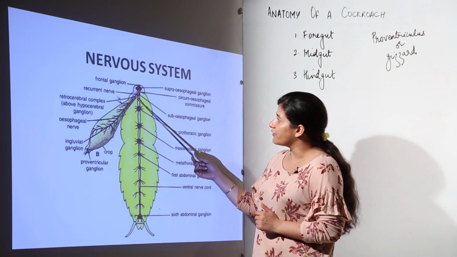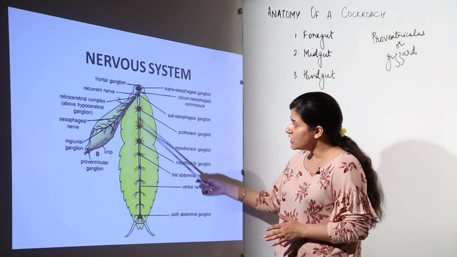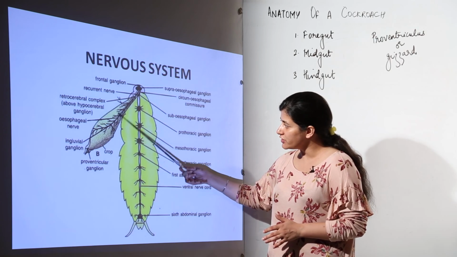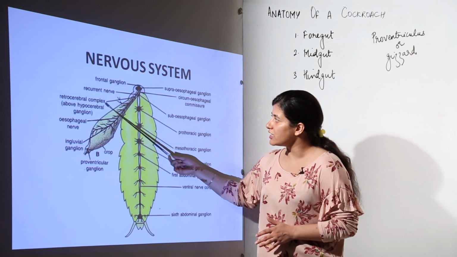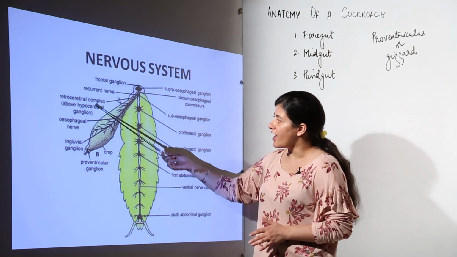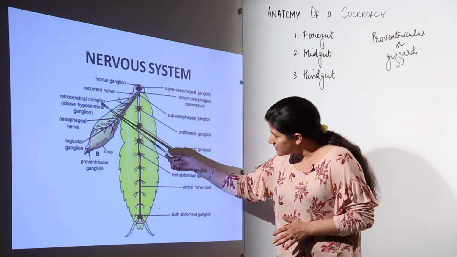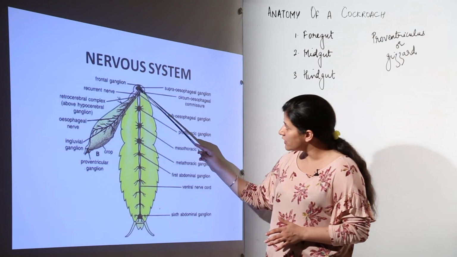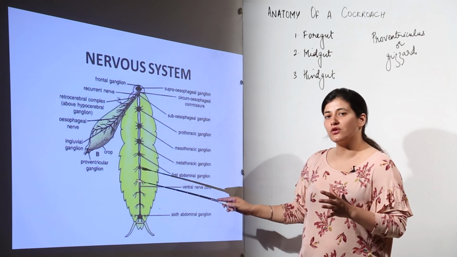Then we have the recurrent nerves which pass through the nerve cord entirely through the body. This is the reference with the digestive system. We have the esophageal nerve that is supplied to the digestive system. We have the retrocerebral complex that is above the hypocerebral ganglion. This particular labeling is referring to this part. Please pay attention, we are over here in the supraesophageal ganglion, that is the brain of the cockroach.